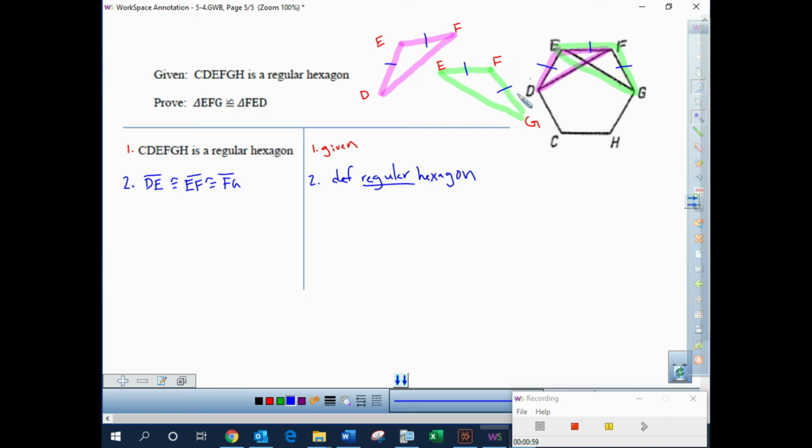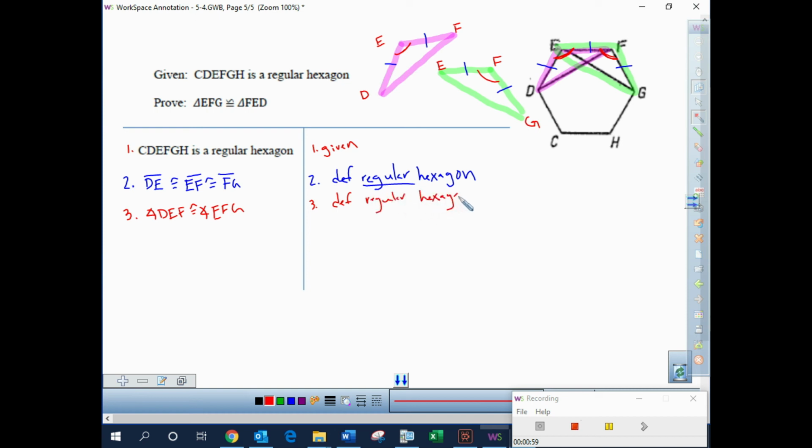Now, if you look at the 2 pulled apart triangles, you don't have enough info, right? You just got a couple of sides. We need some angles. Well, what's also true about regular polygons is all of these big angles are congruent to each other. So this whole angle DEF has to be the same as this whole angle EFG. So we can go ahead and write them down. Let's do that as a separate step. Angle DEF is congruent to angle EFG, also for the same reason, definition of regular hexagon.